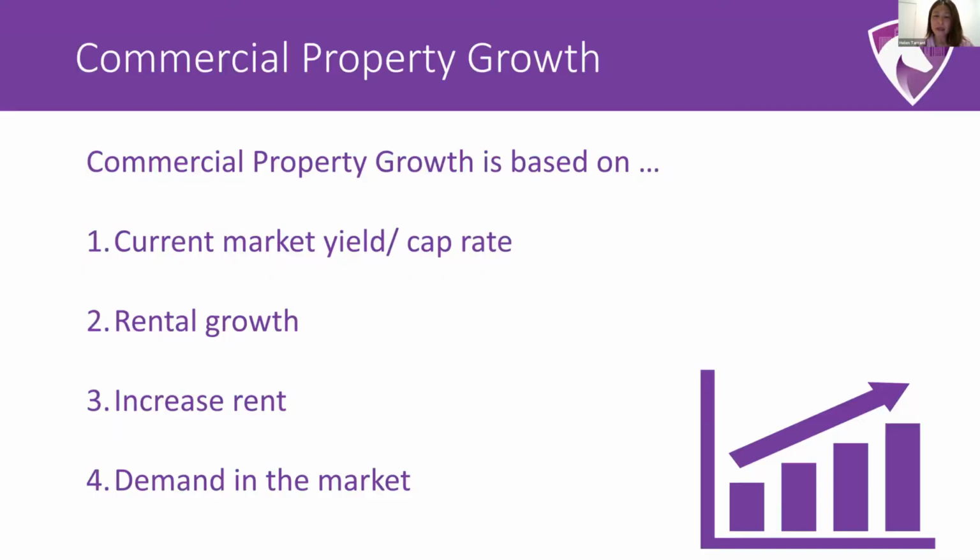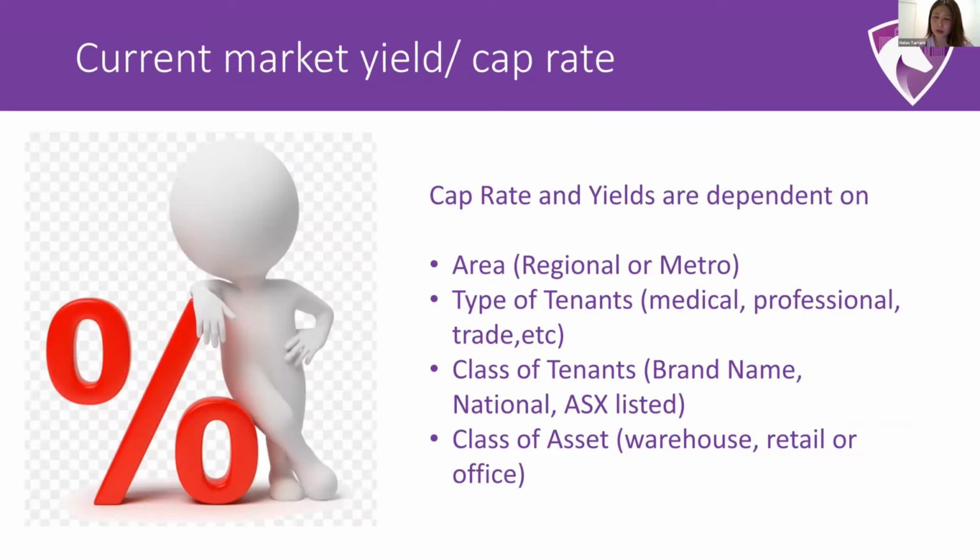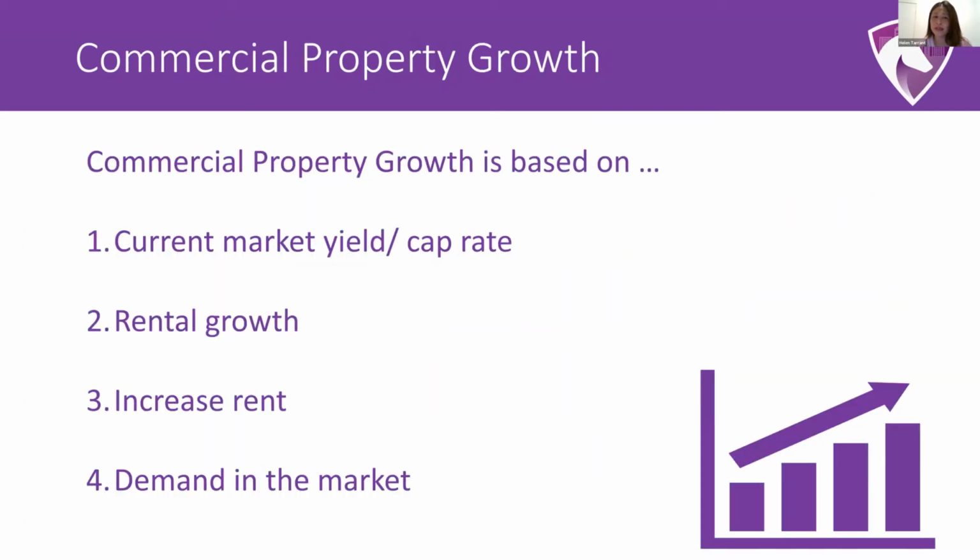So let's get started. Okay, so commercial property growth is based on these four things. First, your current market yield, or what we call cap rate, so what's happening in that current market. Second, it's about rental growth, the rental growth that's happening naturally as part of your lease. Increased rent: does the rent increase because there's more demand in the market? And then just generally demand for that type of asset in the market. So there are four ways for commercial property growth.